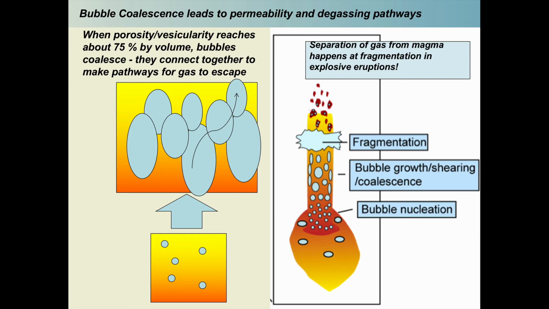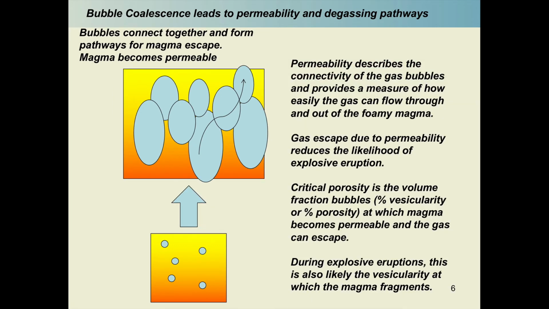But that's a very controversial number, and you'll see that there's a lot of different connectivity porosities. We call it connected porosity when the magma becomes connected to permeable gas flow. You'll see a lot of different estimates for that depending upon magma composition, how many crystals you might have in your magma, and so on. So bubble coalescence leads to permeability and degassing pathways. So when bubbles connect together and form pathways for magma ascent, the magma becomes permeable.